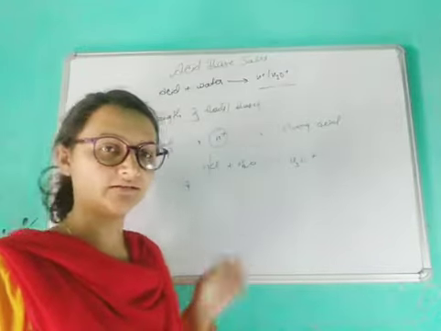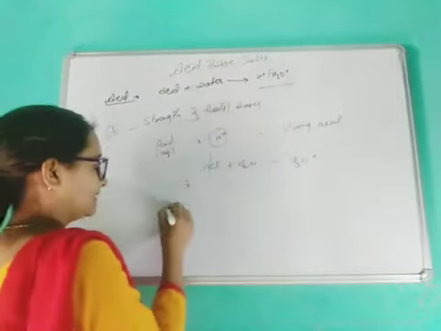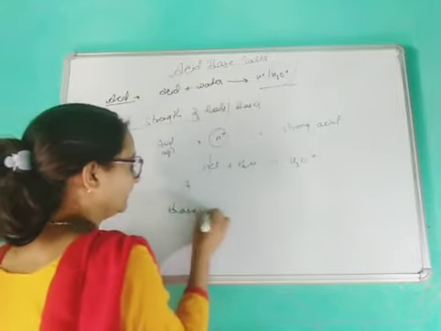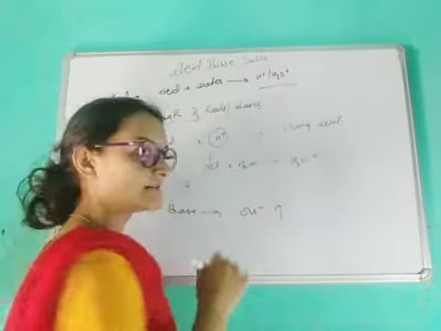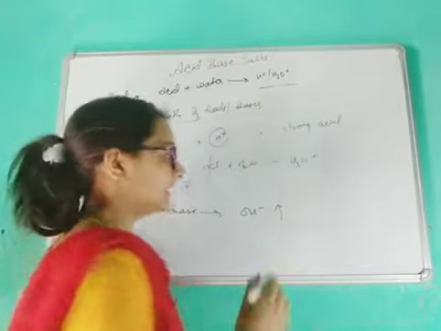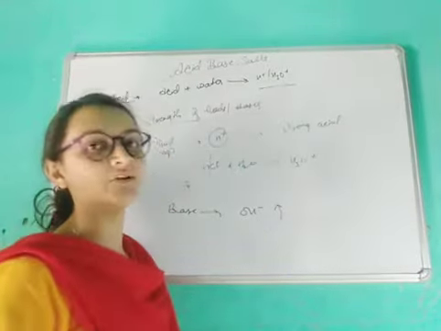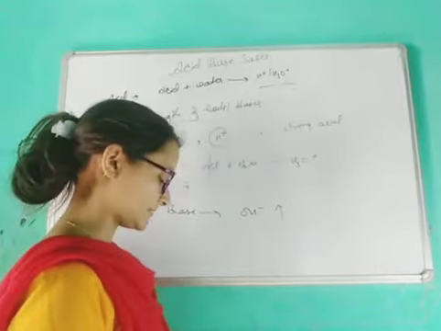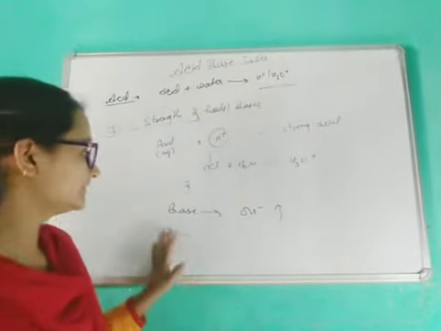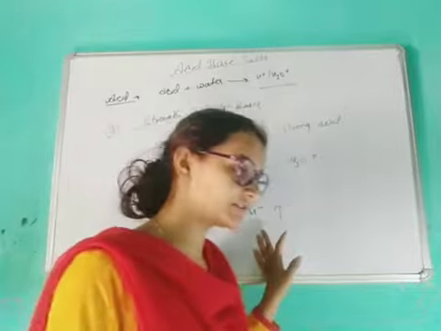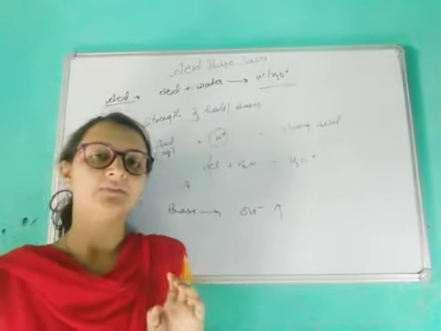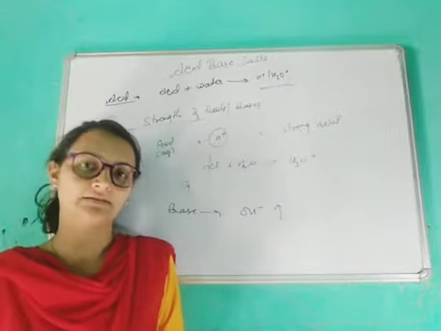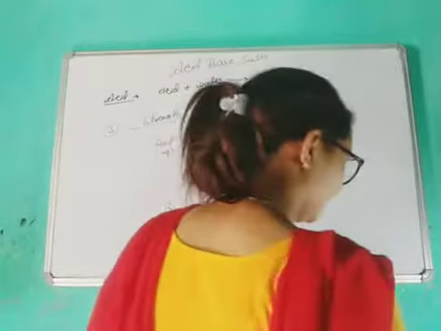Similarly, a base gives OH negative ions. If the concentration of OH negative ions is high in the aqueous solution, then it will be a very good base, a strong base. If the OH concentration is low, then it will be a weak base.